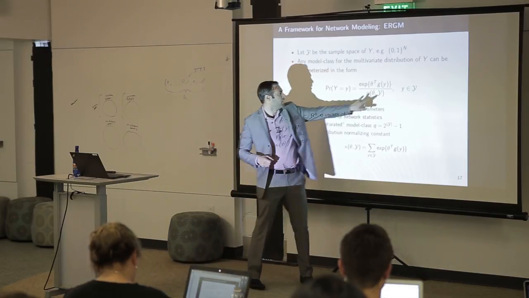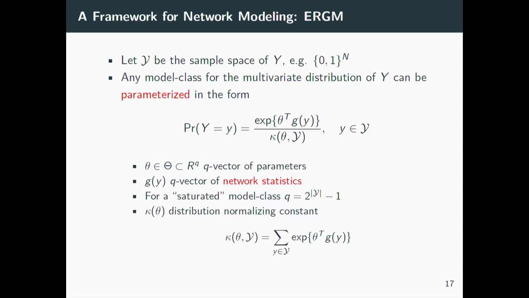So this G of Y represents any network feature. It could be triads, it could be degree, it could be more complicated centrality terms. It's just whatever feature we care about. And it happens to be, in this particular statistical model, also the sufficient statistics. So that's a lot of weight to put in a little function.